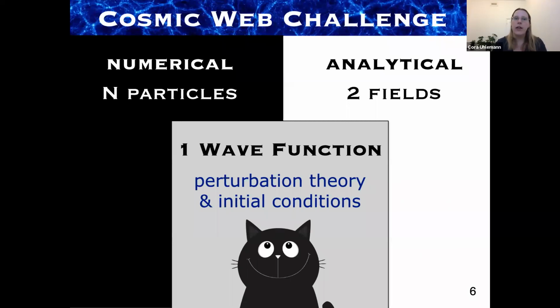In this talk, I will present an alternative method that can actually be used in both contexts. Our method is based on using one wave function to model the dark matter. And in the following, I will describe how one can use this to develop a new perturbation theory and use it, for example, for high redshift observations or to set initial conditions for numerical simulations.